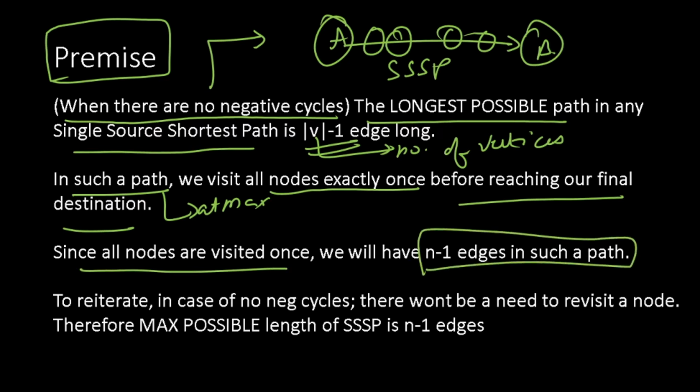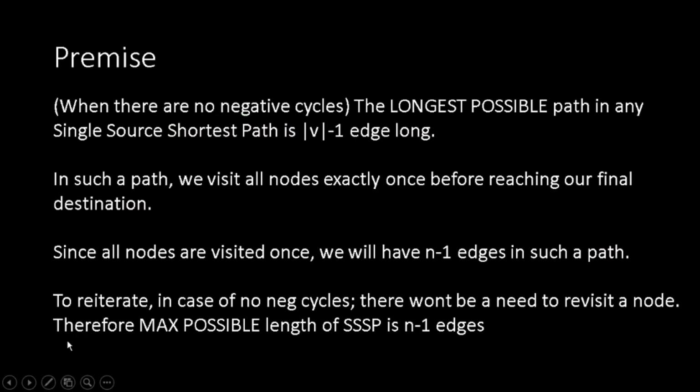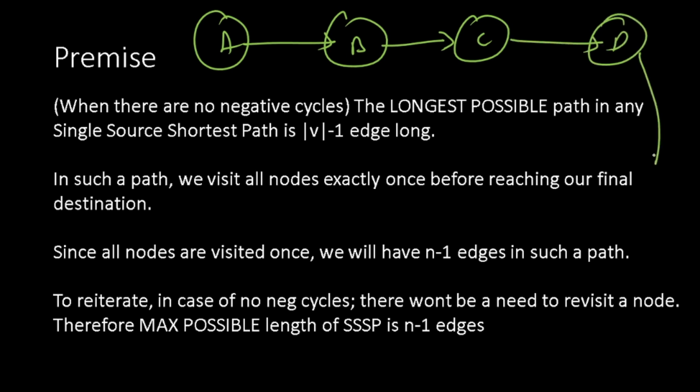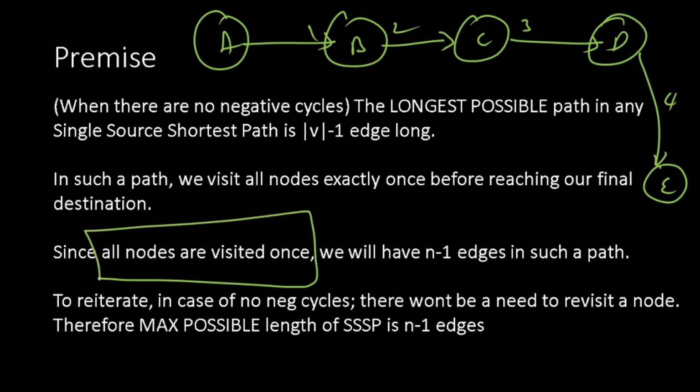So in other words, I'll just illustrate this quickly. If you have A, B, C, 3 nodes, you have to visit all of them. How many edges do you need? 2 edges. If you have to visit one more node D, you need 3 edges. If you have to visit one more node E, you need 1, 2, 3, 4 edges. So if you have to visit all the nodes once, you just need n minus 1 edges.